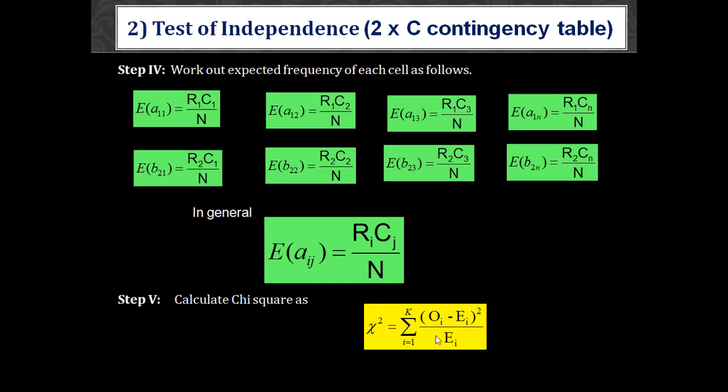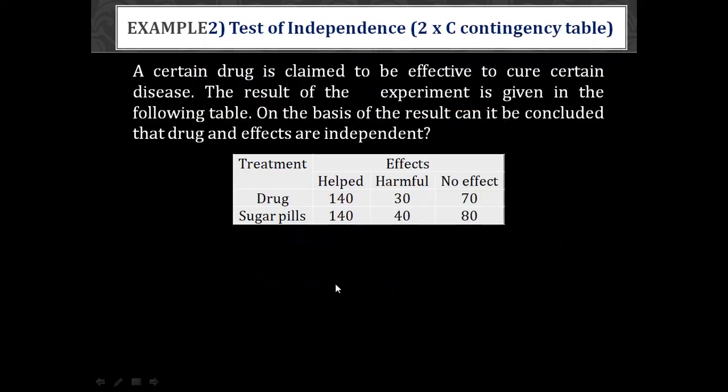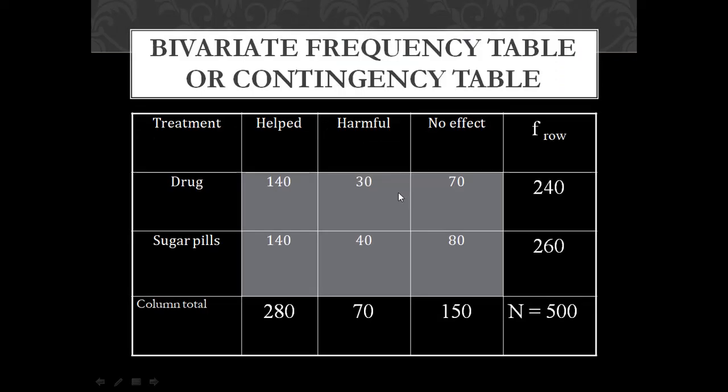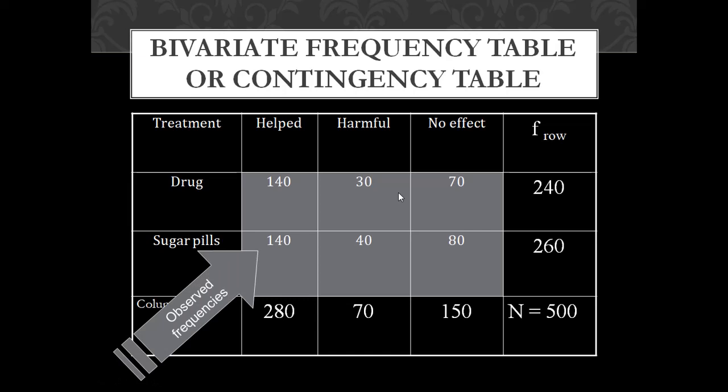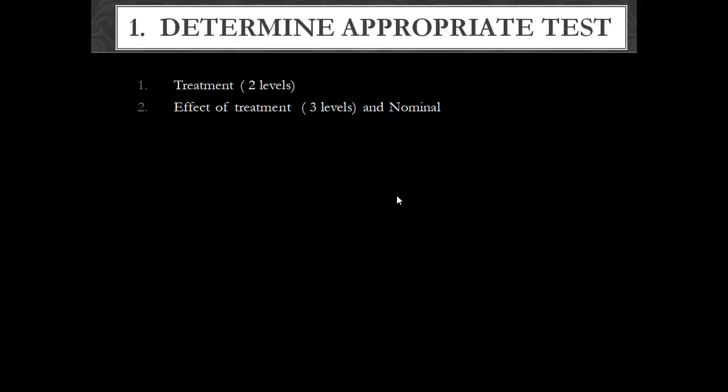Then you apply the chi-square formula and work out the value of the chi-square, and based on that you can draw the conclusion. This is the example of 2 by C. We have drug and sugar pills. We have helpful and harmful outcomes. We want to see whether the effect and the type of drug are independent or not. These are the observed frequencies, and these are the row frequency totals. This is the column frequency total.